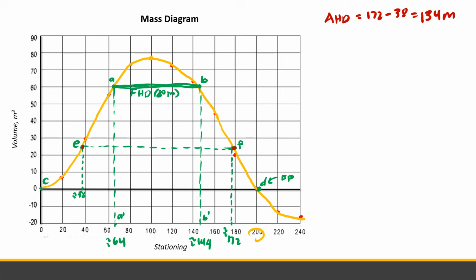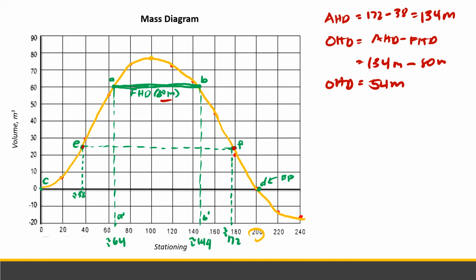So the overhaul distance is then obtained from the formula. Meron tayong overhaul distance equals the average haul distance minus the free haul distance, which is yung 80 meters. So this is 134 meters minus 80 meters. So overhaul distance is equal to 54 meters.